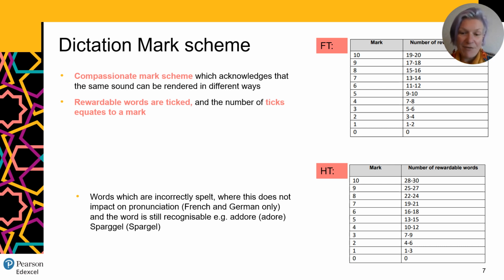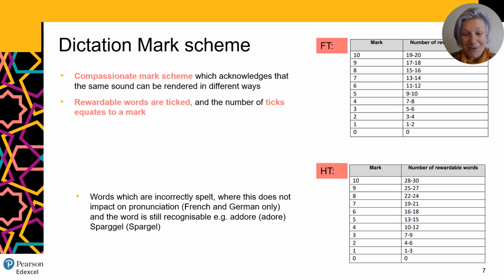So you'll see there on the foundation tier, if a student achieves 19 or 20 ticks, they get 10 out of 10. So even for full marks, there is a tiny bit of wiggle room there. You're not requiring 100% perfection. They can make a slip up. On the higher tier, if they get 28, 29 or 30 ticks, they will get 10 marks out of 10.